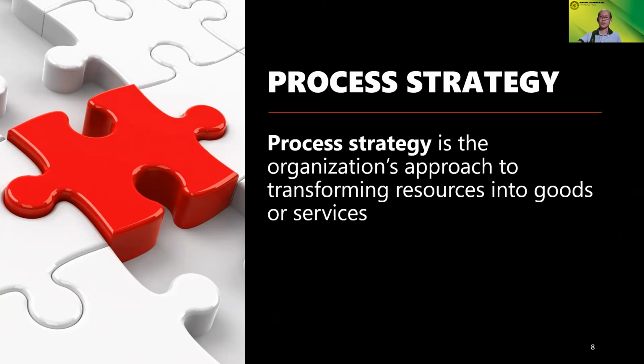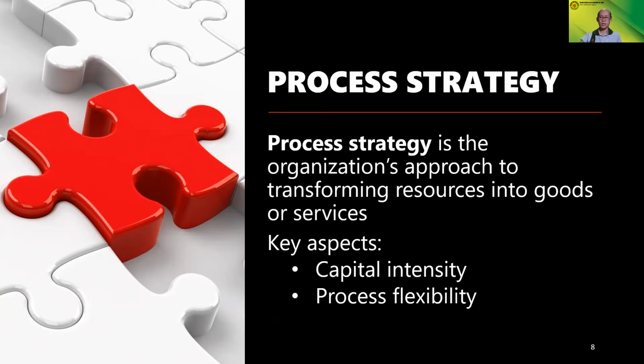The key aspects of process strategy include capital intensity and process flexibility. Capital intensity refers to the mix of equipment and labor that will be used by the organization, whether the process is capital intensive or labor intensive. A process is said to be capital intensive if the firm has invested heavily in machineries and equipment. A process is labor intensive if most of its production processes are done by humans.